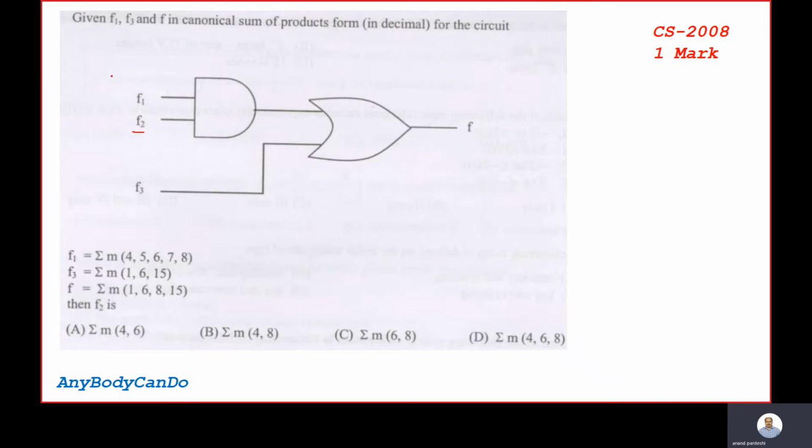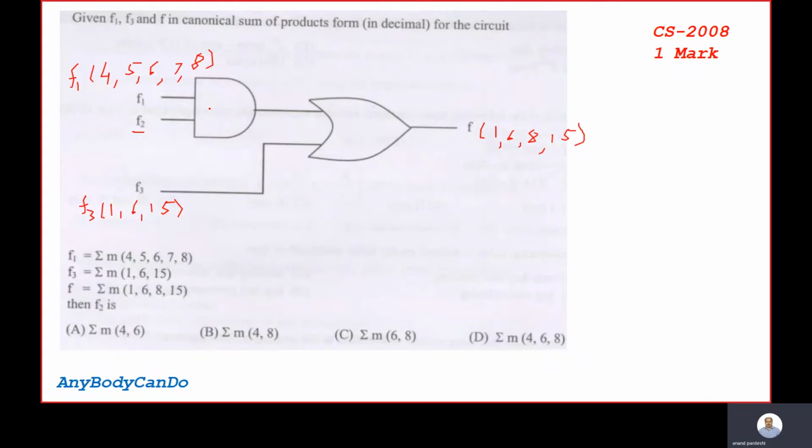So F1 consists of what? F1 is having 4, 5, 6, 7 and 8. F3 is having which value? Which is 1, 6 and 15. So let us write F3. F3 is having 1, 6 and 15, and F is having which value? F consists of 1, 6, 8 and 15. Okay. Very simple and straightforward question.